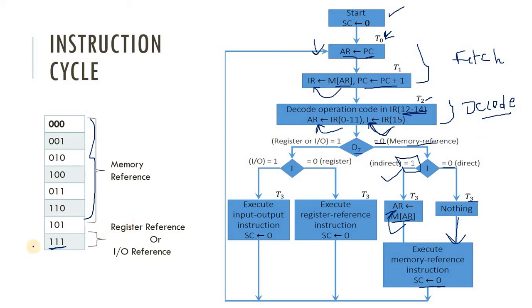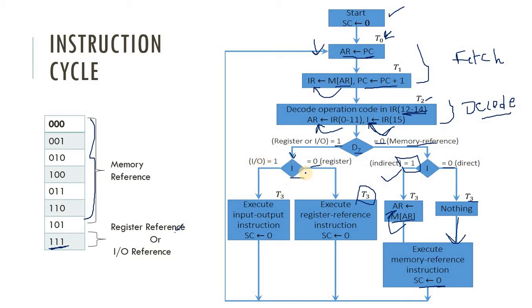Now suppose the value of D7 is 111. At that time the instruction type can be register reference or IO reference. This is again differentiated based on the indirect bit. If the indirect bit is 0, the instruction type is register reference, and at the T3 time signal it will execute the register reference instruction, and then the sequence counter becomes 0 and it starts again with the first stage.